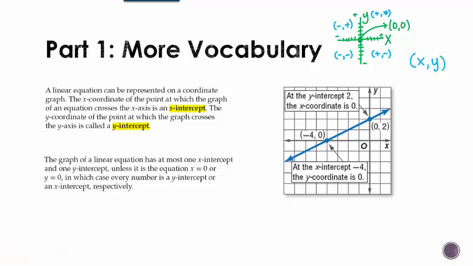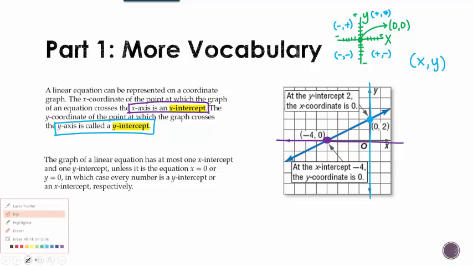So an x-intercept is where it crosses the x-axis. So right here is our x-intercept for this equation, because it crosses the x-axis at -4. And then your y-intercept is where it crosses the y-axis. So here's my y-axis, and it crosses right here at 2. Now remember, when something crosses the x-axis, that means that y equals 0 here, because we're not going up or down any. And when something crosses the y-axis, x equals 0, because we're not moving left or right any.